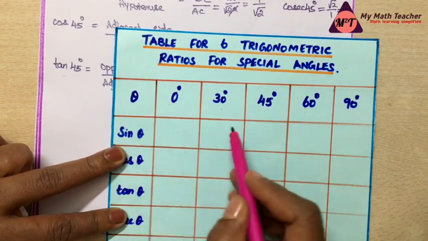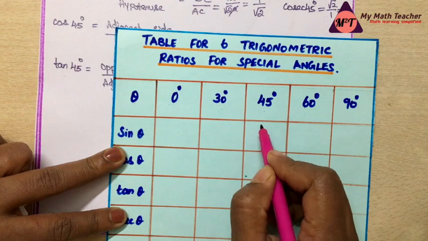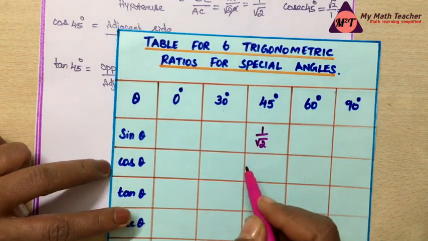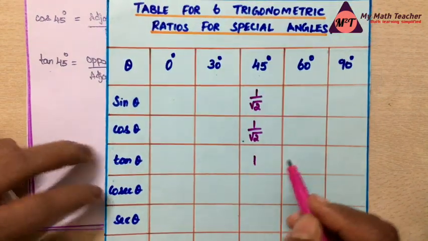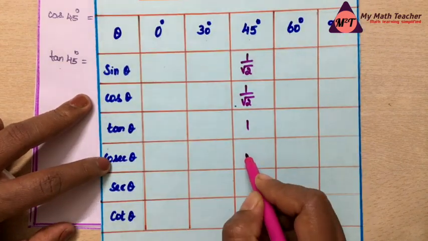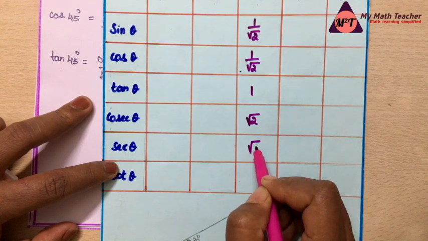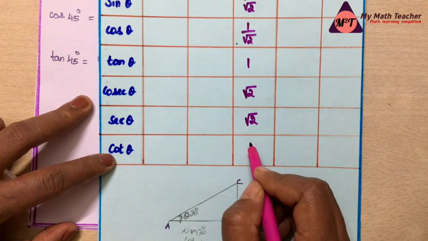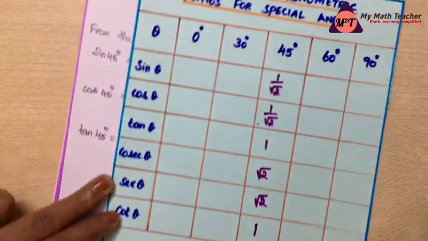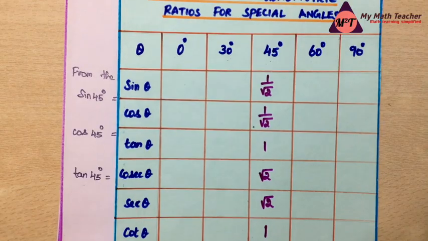Now, let us write all the values here. When theta is 45, sine will be 1 by root 2. Cos will be again the same, 1 by root 2. And tan is 1. Cosecant is root 2 by 1, that is root 2. Secant is the reciprocal of cos, again root 2 by 1, which is root 2. Cot will be the reciprocal of tan, and the reciprocal of 1 is 1 here. Okay, this is what we got as the values for 45 degrees. Now, let us move on to the next one.